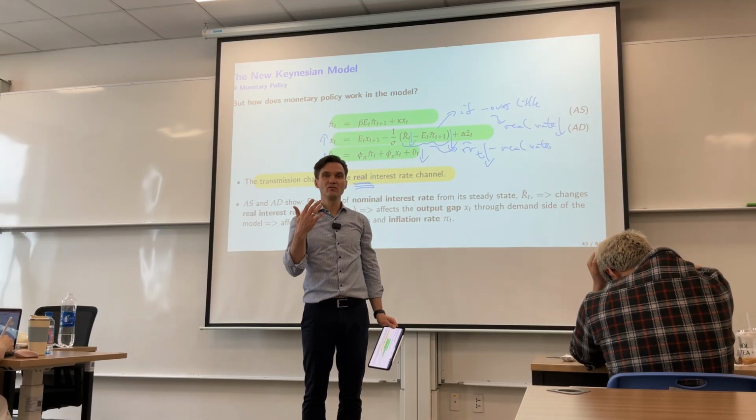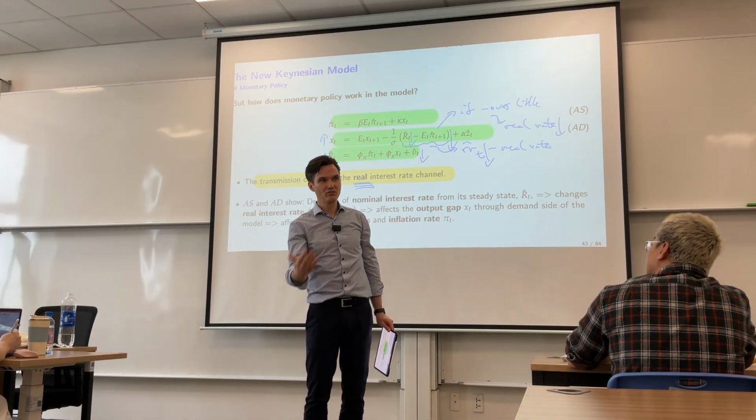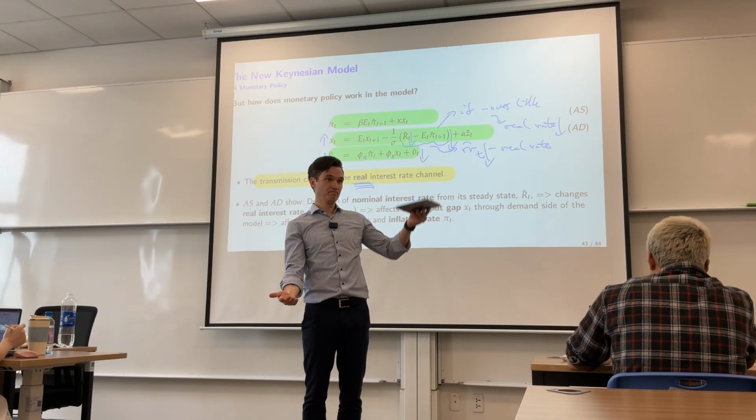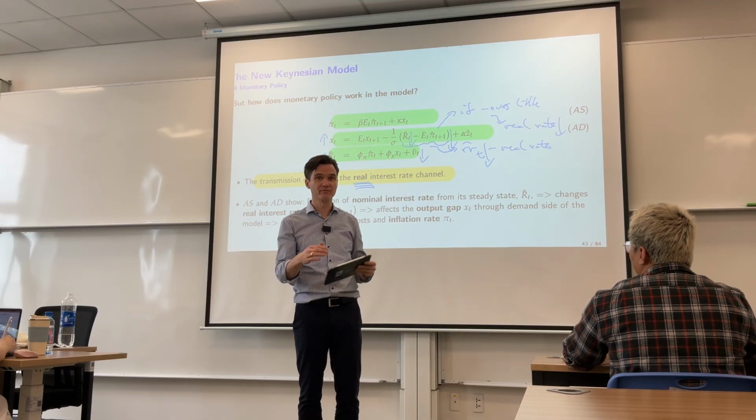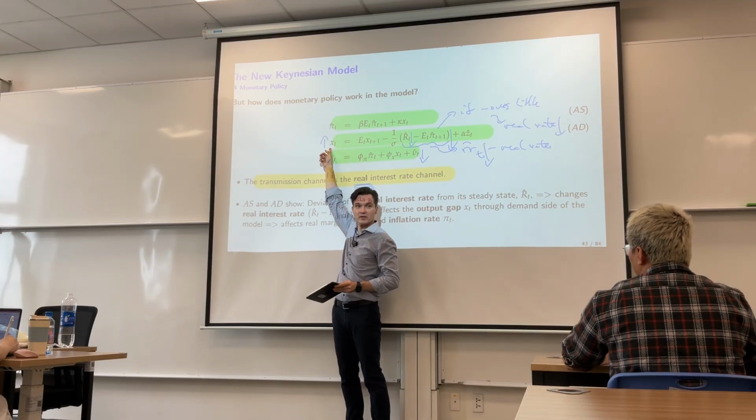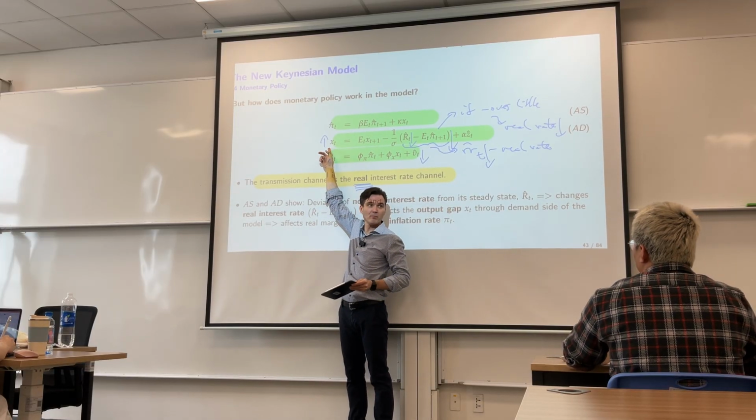And so what do you do? You're going to decrease savings. What's going to happen? You're going to spend more. It becomes more attractive to spend than to save. When you spend more, output goes up. The output gap goes up.